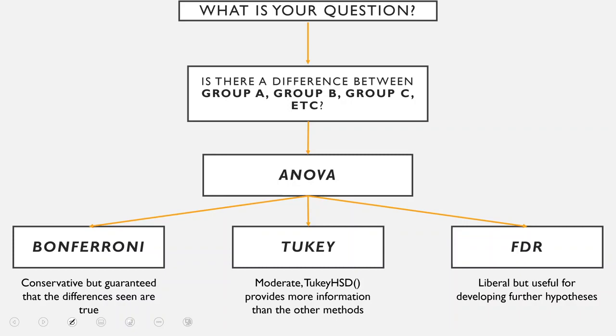Bonferroni corrections, Tukey, honest significant differences, and then false discovery rate. 3 totally valid methods to use. We all know that I have a favorite, and it's Tukey. But again, depending on the context of the analysis that you're doing, it might make sense to do a different one.